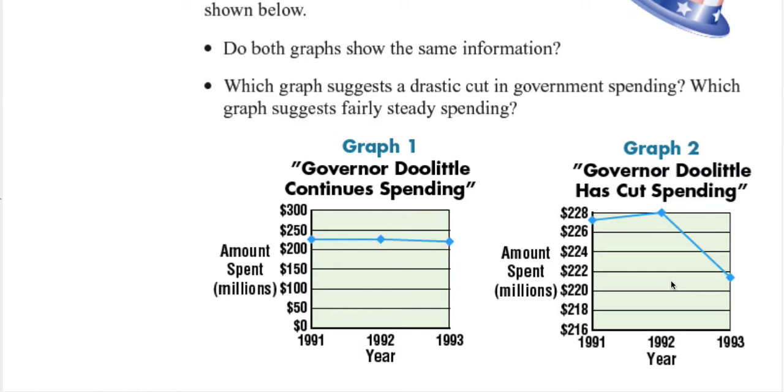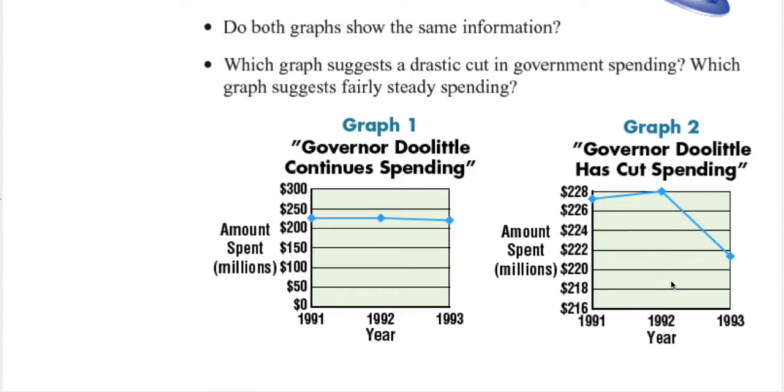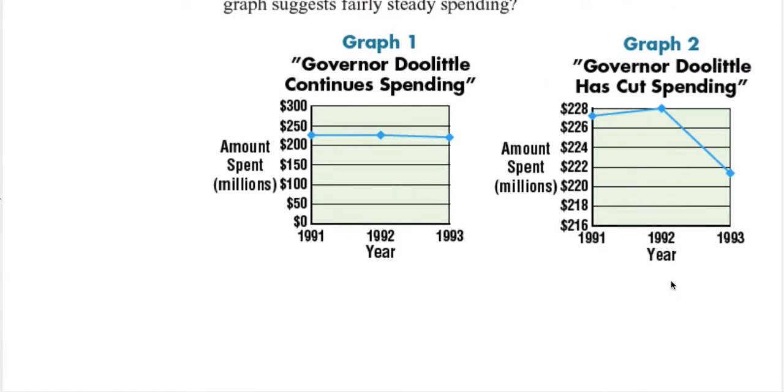First question, do both graphs show the same information? And second question, which graph suggests a drastic cut in government spending? Which graph suggests fairly steady spending? Okay, let's answer the first question. This is a graph about Governor Doolittle's spending habits, graph 1 and graph 2.